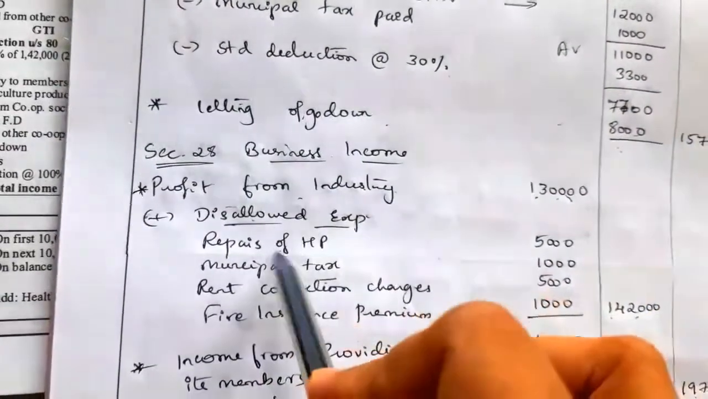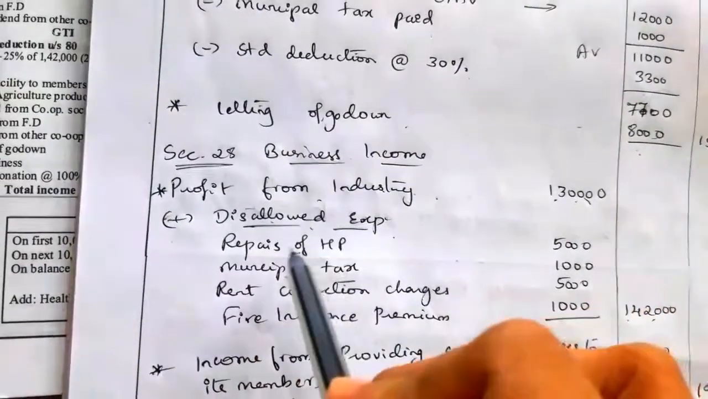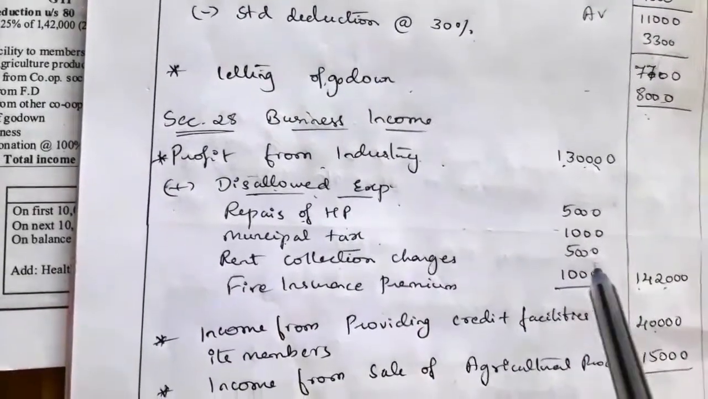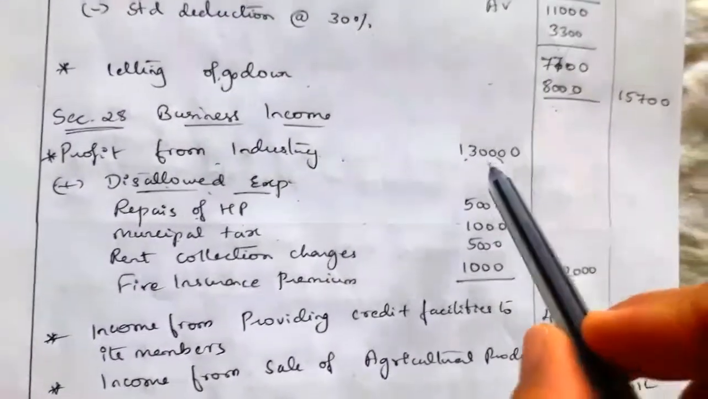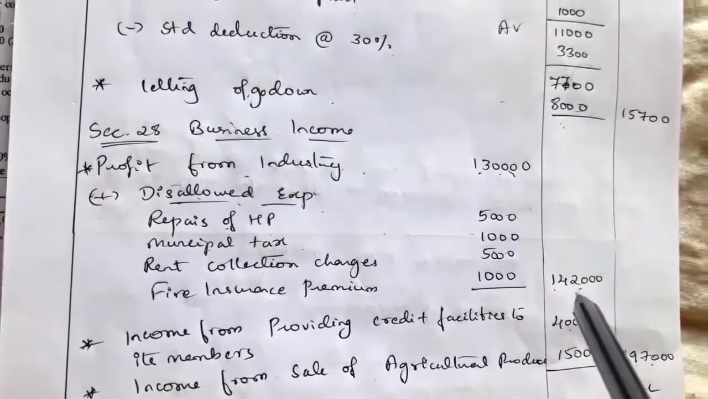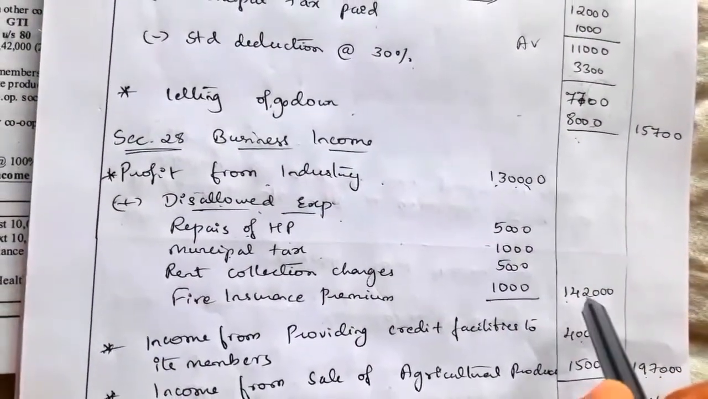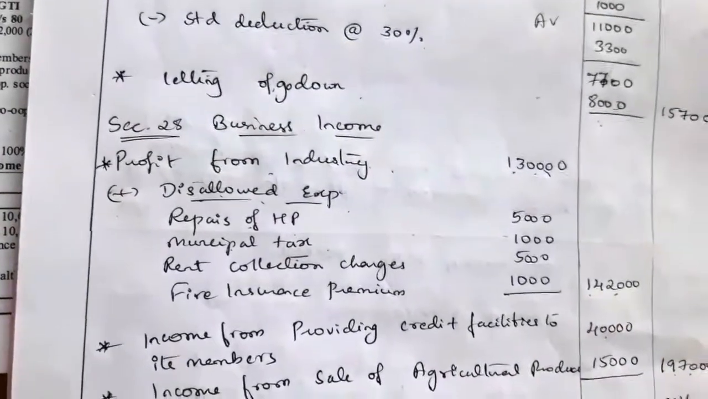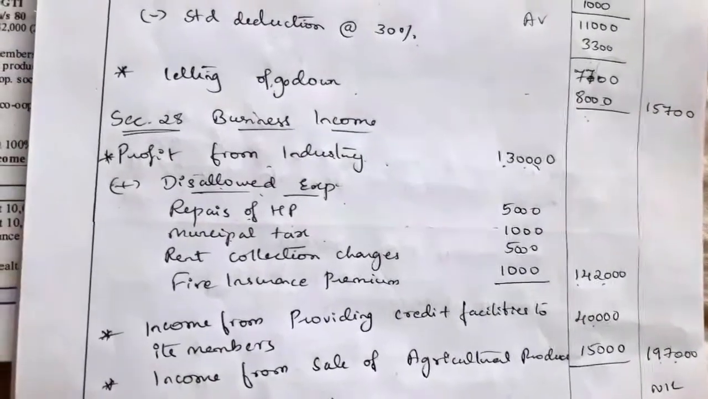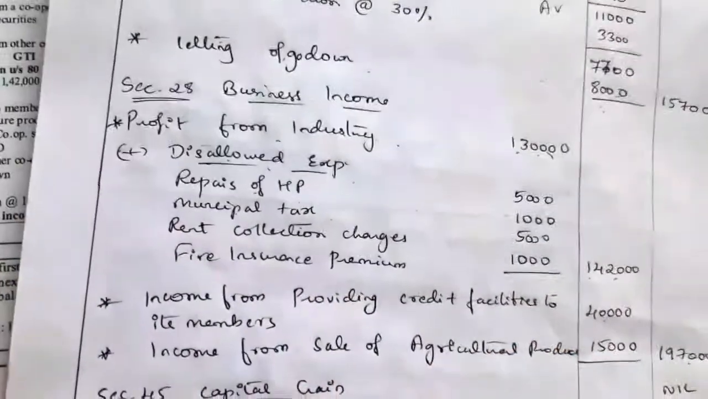In order to cancel, we have to add back those debited expenditures. So add disallowed expenses: repairs of house property 5,000, municipal tax 1,000, rent collection charges 5,000, fire insurance premium 1,000. So the total, if you disallow it, the taxable profit from the industry is 1,42,000. So on this 1,42,000, 25% of this profit can be claimed as a deduction under section 80IB, that is relating to profit from industry, small scale industry.